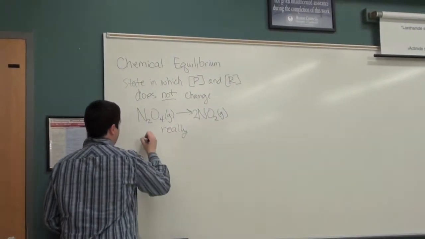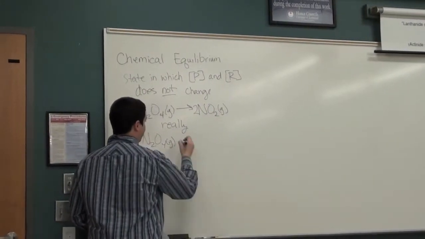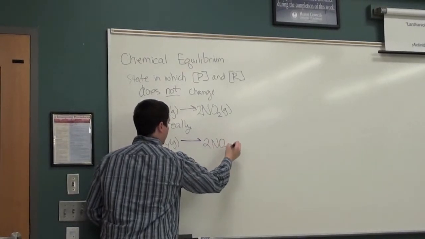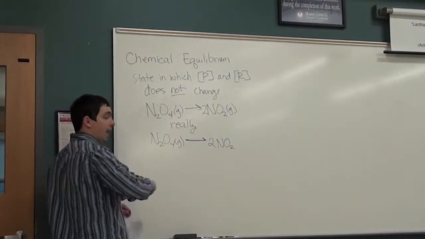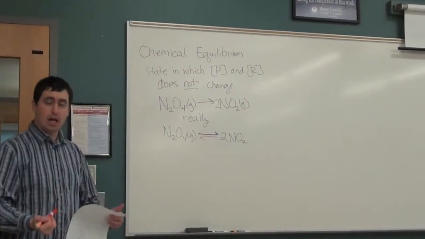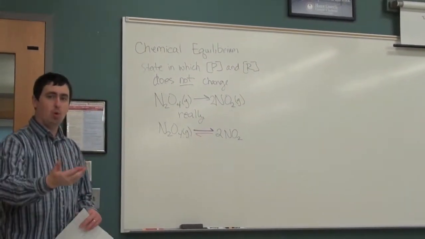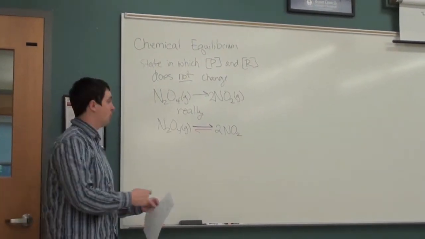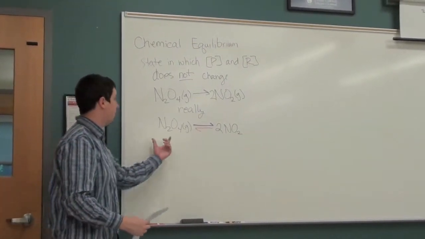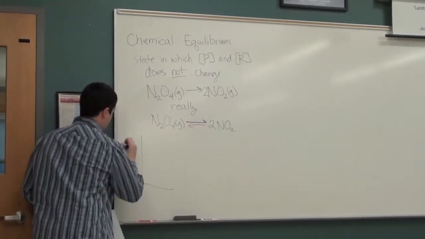In reality, we see dinitrogen tetraoxide go in a forward direction to 2 nitrogen dioxide molecules, but we also have present the reverse reaction, where 2 nitrogen dioxide molecules get together to form a dinitrogen tetraoxide molecule. So we see both the forward and reverse reaction. And in chemical equilibrium, the rates of both the forward and the reverse reactions are exactly the same, and thus the concentrations don't change.